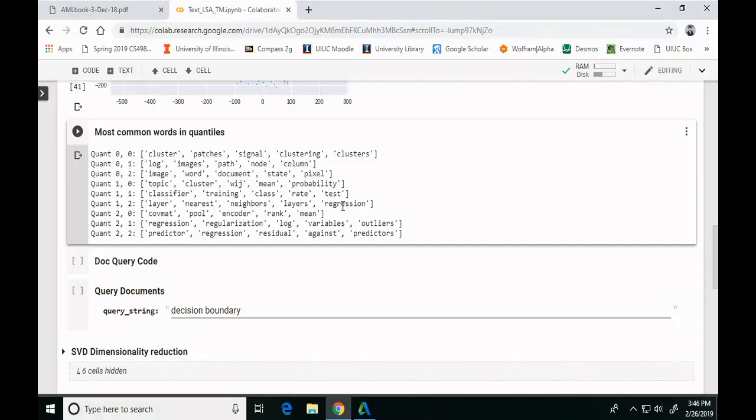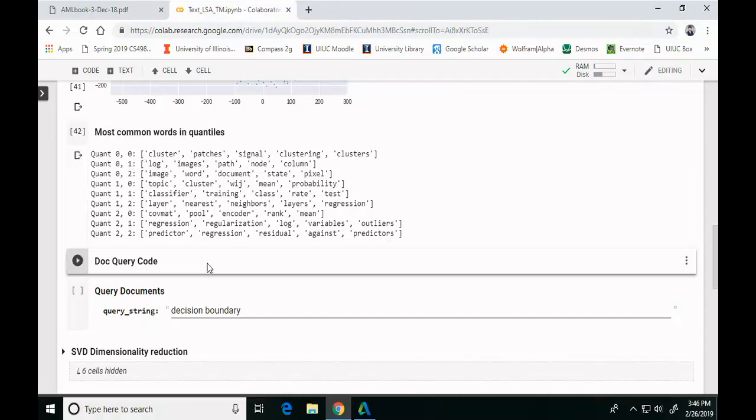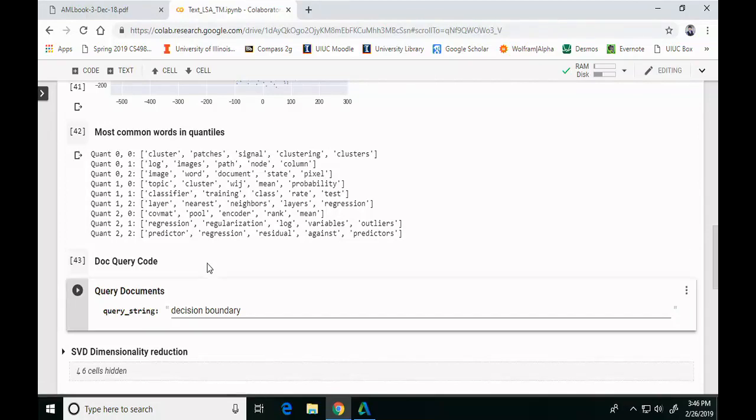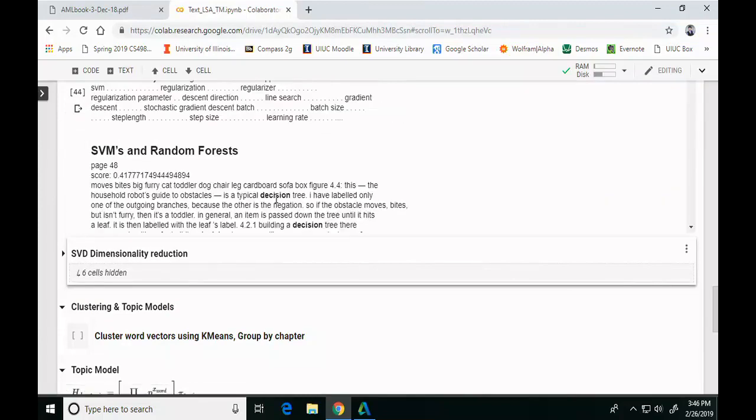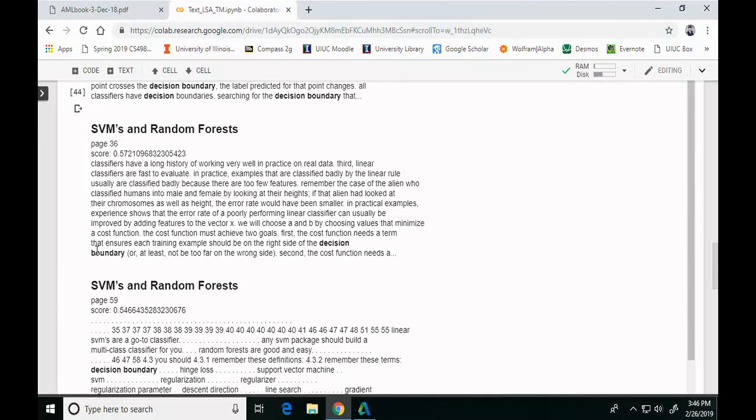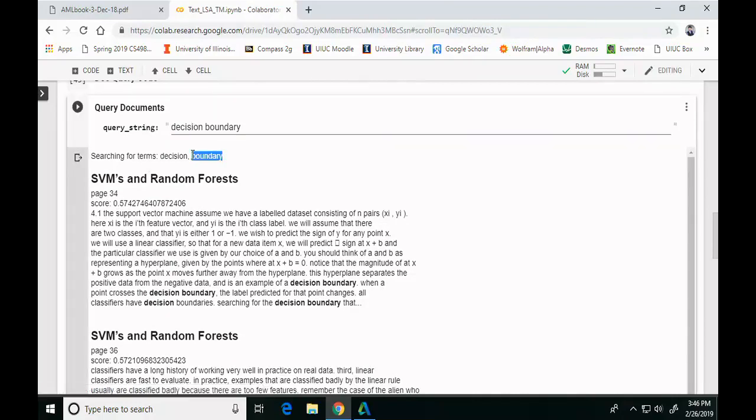But we can go on, and we talked about doing just a nearest neighbor search, where you take the whole document vector, all the documents, all their word vectors, and you can just do a cosine distance to do a search of all the documents. So what I did here was I grabbed the decision boundaries. I searched for decision boundary. This was my input. And here's what it came up with.